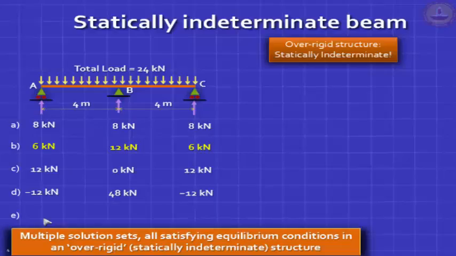Greater. Good answer. Correct answer. And let me explain why it is greater. Well, first of all, the structure is statically indeterminate. It's indeterminate because it is over rigid. Over rigid here means you gave more constraints than the minimum needed for stability.